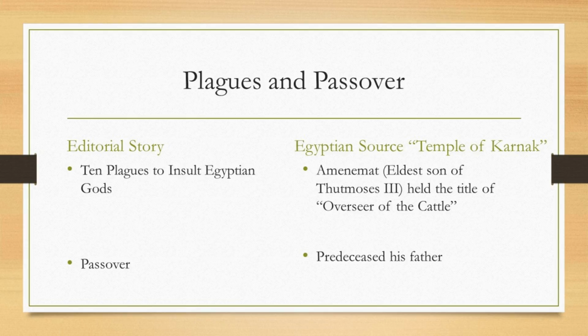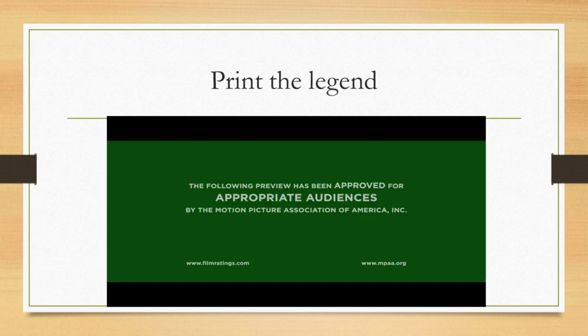And within this, then, presumably, we have the death of Amenemhat, the eldest son of Thutmose III, who held the title of overseer of the cattle. Now, to be clear, we don't know when Amenemhat died. All we know is that he died before Thutmose did, sometime within 20 years after the Exodus.